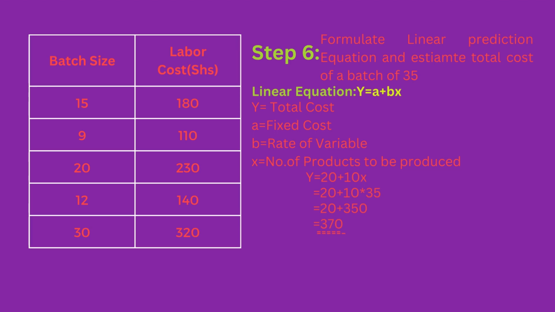Now 370 is the total cost of the batch of 35, the number of products to be produced, which is 35. So 370 is the total cost to produce a batch of 35. Now we are through with our example. We've done what we were required to do, which was to formulate the linear prediction equation and estimate the total cost of a batch of 35.